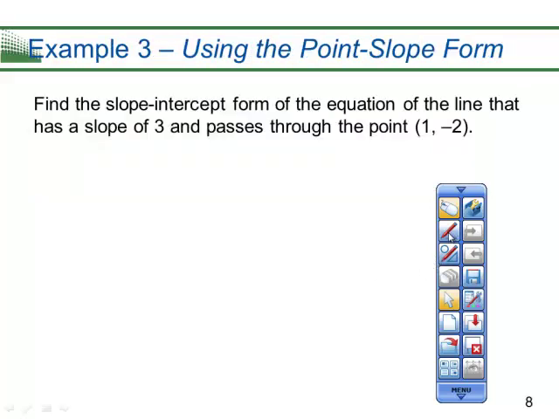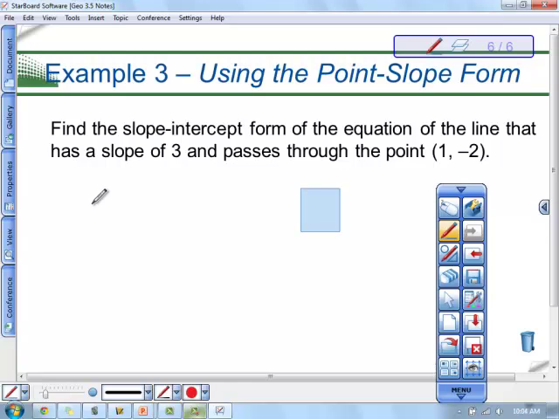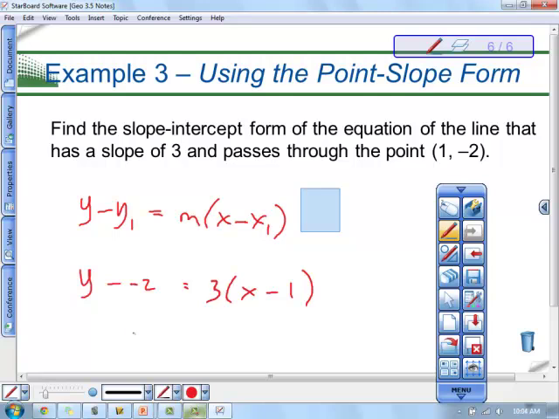Here we want to use point-slope form to write an equation of a line that has a slope of 3 and passes through the point 1, negative 2. So I'm going to write that down first. Y minus y1 equals m times x minus x1. So y minus y1 is y minus negative 2. Slope is 3. And x1 is 1. So you have y plus 2 equals 3 times x minus 1, which is y plus 2 equals 3x minus 3.